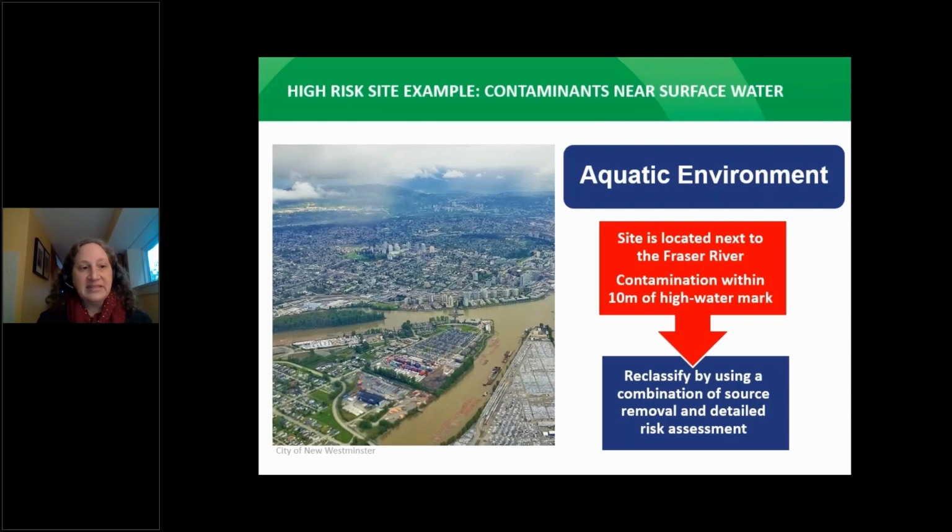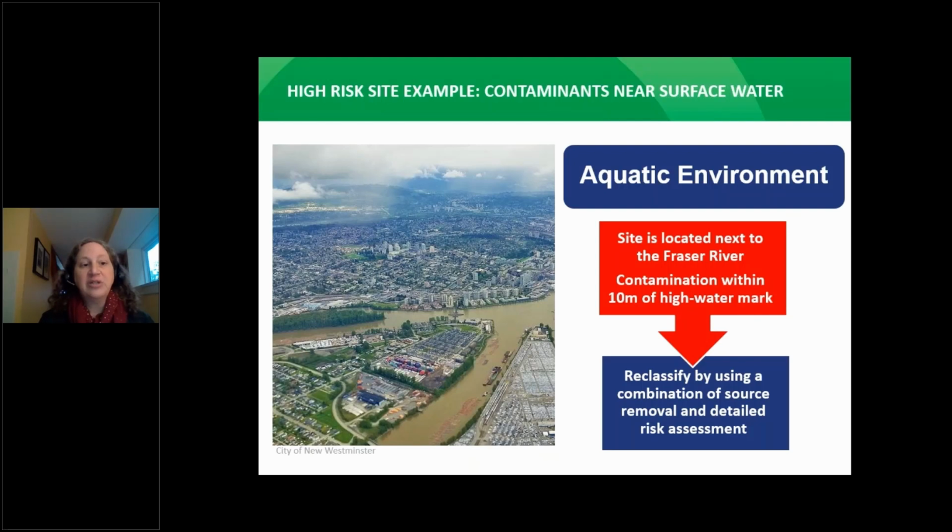In this instance, a contaminated site is situated by an aquatic receiving environment, for example, the Fraser River. Concentrations of contaminants of concern in groundwater are observed to exceed upper cap concentrations within 10 meters of the high water mark. A remediation plan and schedule should include detailed methodologies and design to remove the high-risk conditions.